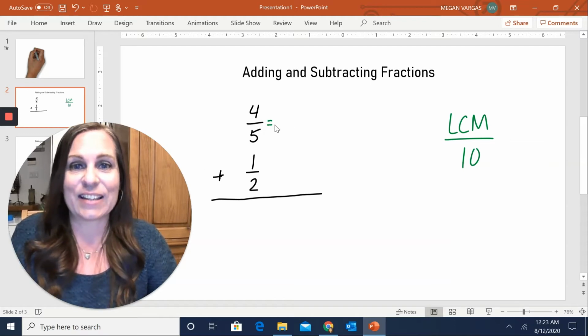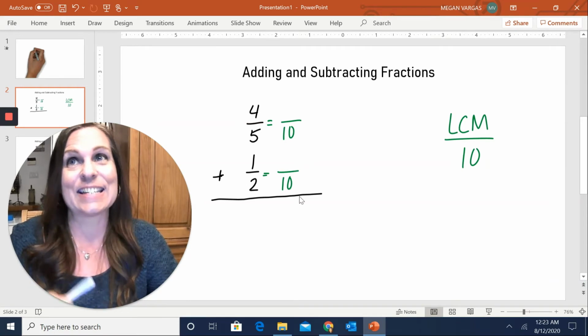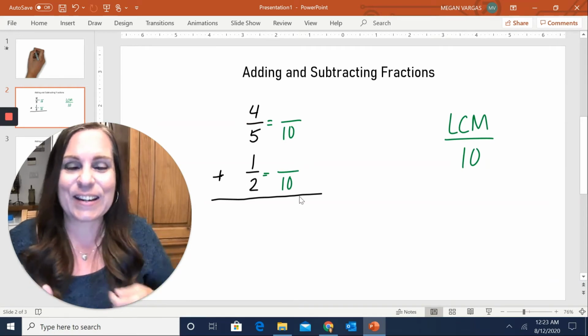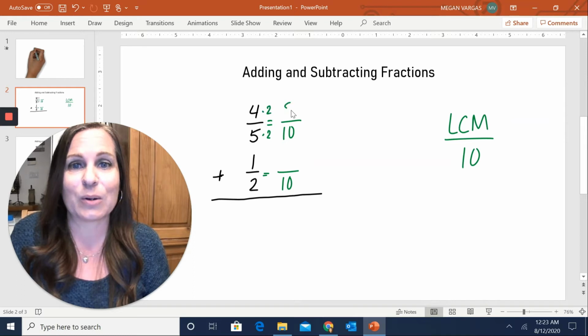After we find the LCM, we rewrite each fraction with our common denominator. If you're not sure how to do that, check out the video on rewriting with the common denominator. But just as a refresher, I would have to multiply 5 by 2 to get 10, so I'd multiply by 2 on top. 2 times 5 gives me 10 here, so I multiply by 5 on top. Once I have the denominators the same, then I can add the numerators.